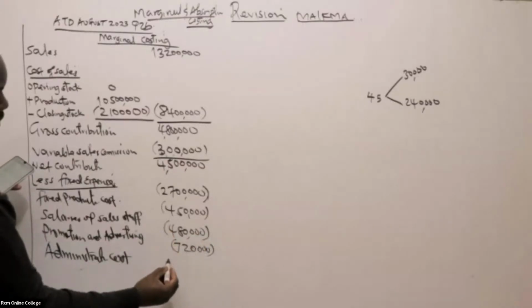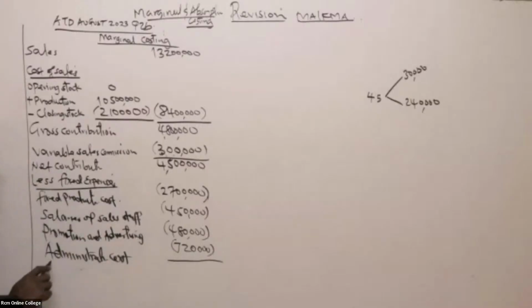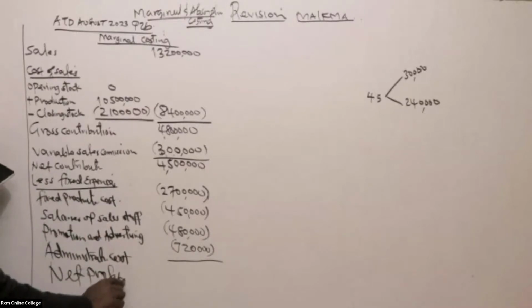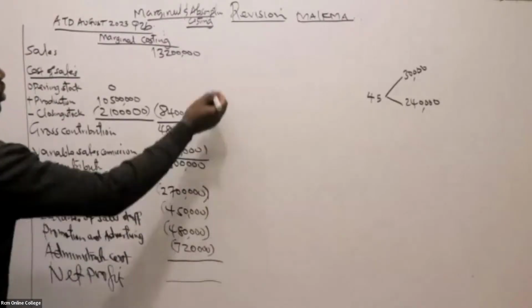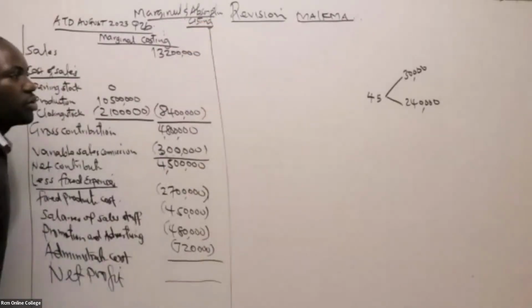When you now less all these expenses, what are you getting as the net profit as per marginal costing? What is your net profit as per marginal costing?